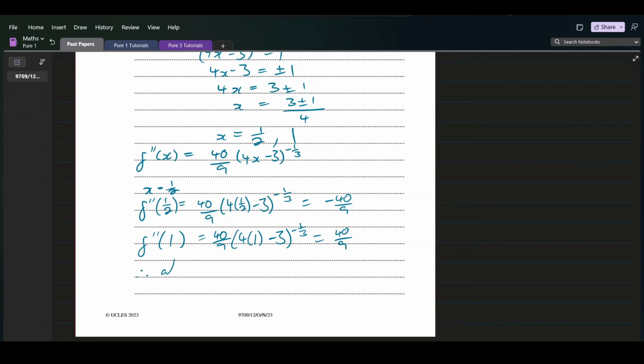So therefore, at x is equal to half, f prime prime of x is less than 0, hence maximum point. And then at x is equal to 1, f prime prime of x is greater than 0, hence minimum point.